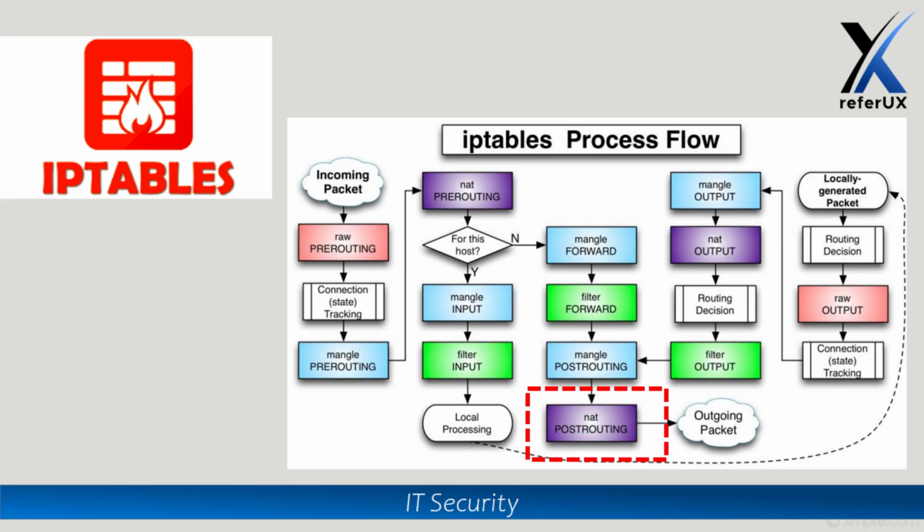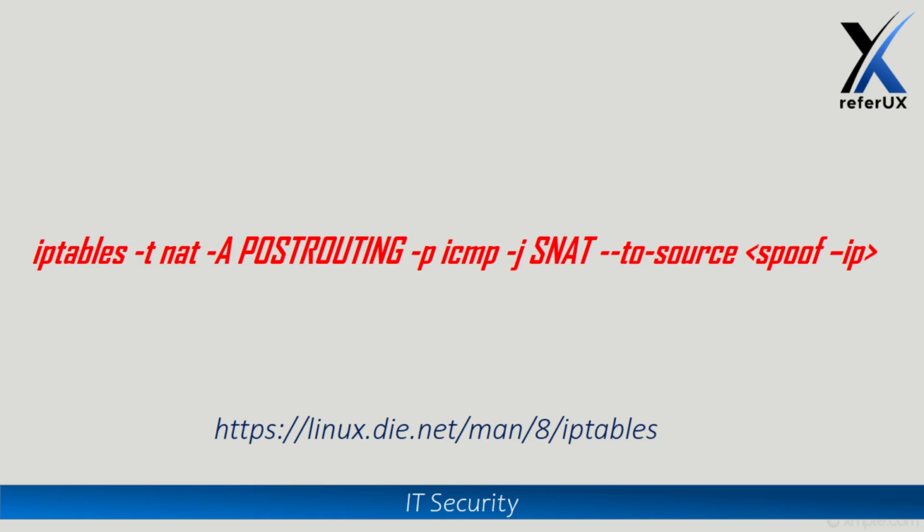For this spoofing activity, we'll be using one specific table, that is called the NAT table, in the POSTROUTING chain. So this is the command that we'll be using to perform this. Let me elaborate the terms here. Minus t is obviously for the table. NAT means the NAT table.